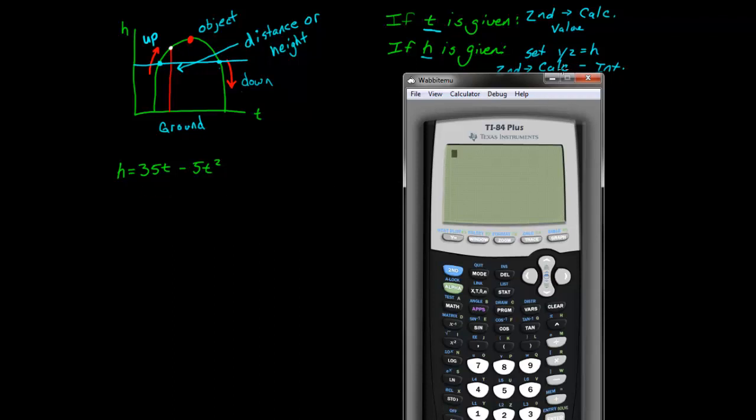So, knowing that, if t is given, let's go ahead real quickly. We're going to put our y1 equals our equation, 35x minus 5x squared. Okay, so there's our equation. It gives us t. Following our rules, second, calc, value. Looky there, value number 1. Hit enter. Now, we look at this, and let's look at our graph.